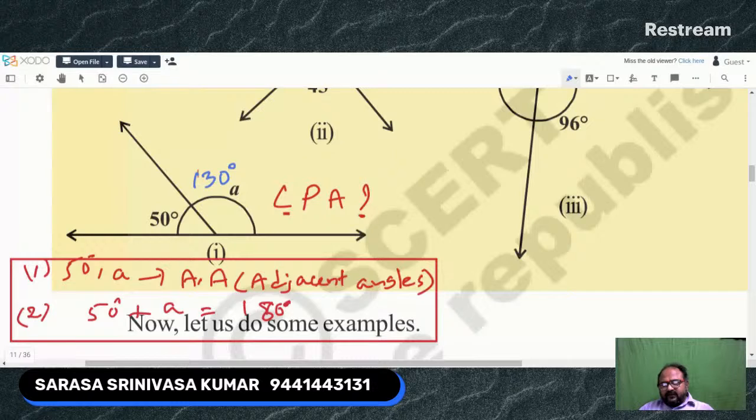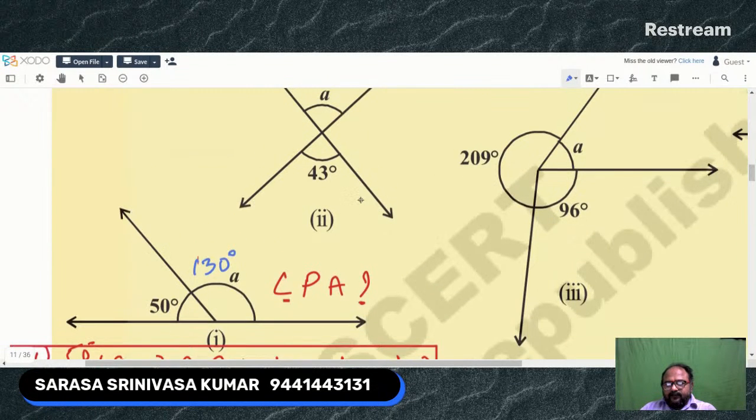If a ray stands on a straight line, then the adjacent angles, what are the adjacent angles here? 50 degrees and A. These are the adjacent angles. The adjacent angles form 180 degrees. That is, they are a linear pair of angles. This is an axiom which you have studied earlier. Based on this, you can find A.